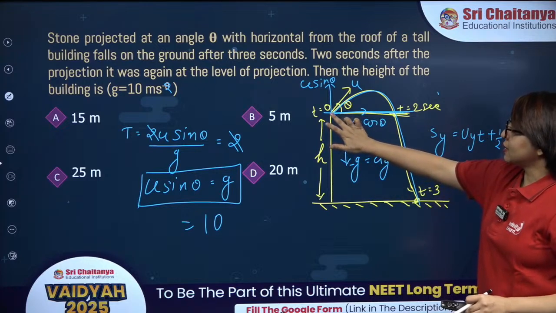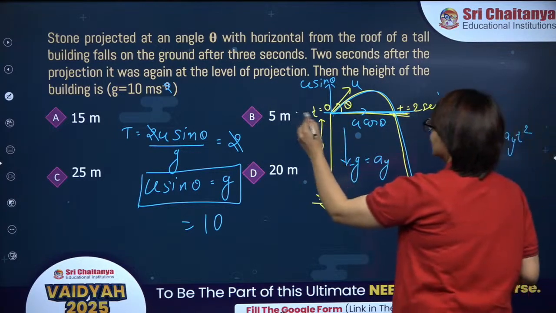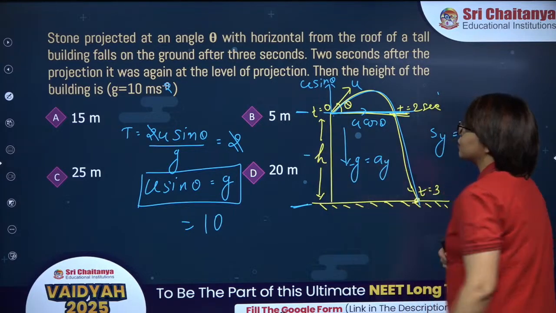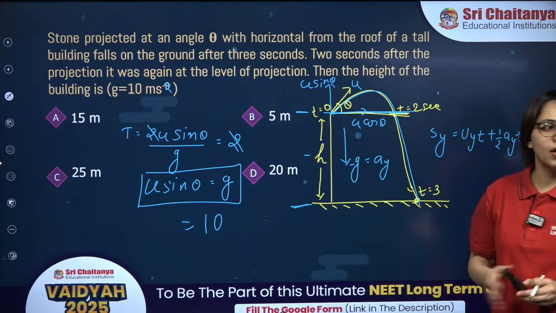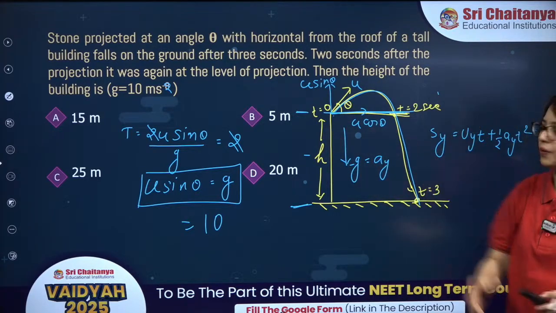Now, the particle is starting from here, it is going up and coming down. So, it was at this level, now it is at this level. So, what is the net vertical displacement of the particle? Minus h, because the overall displacement is in the downward direction.